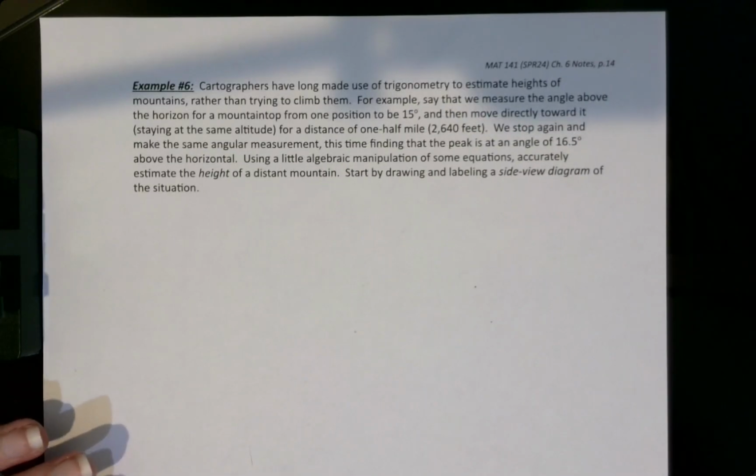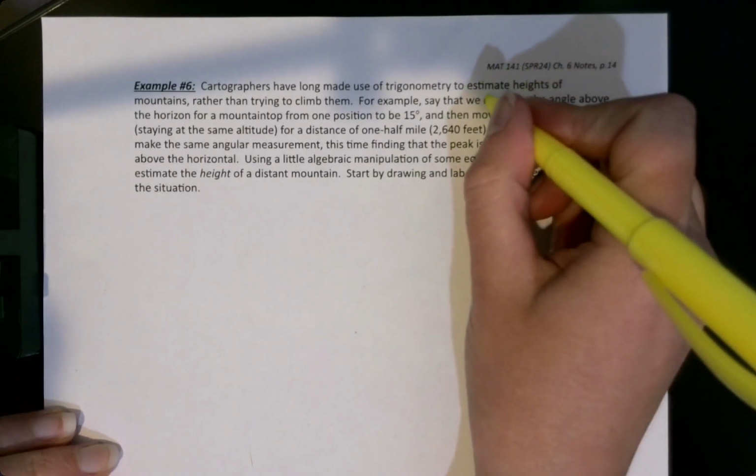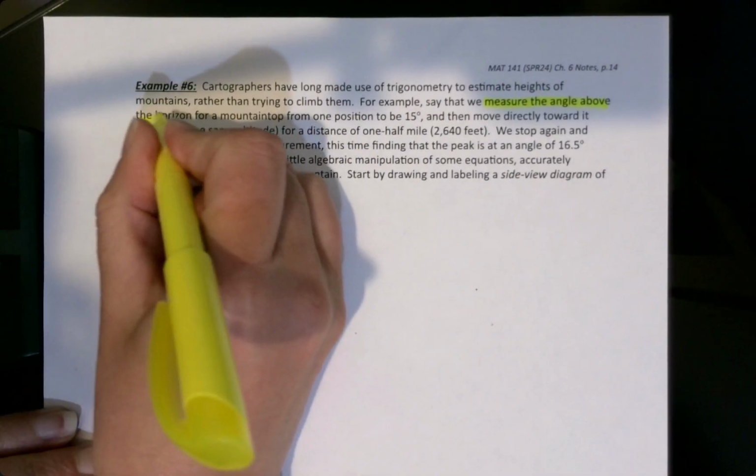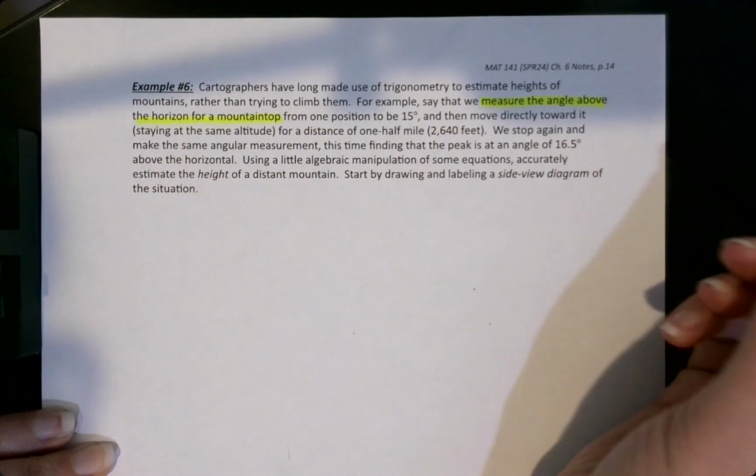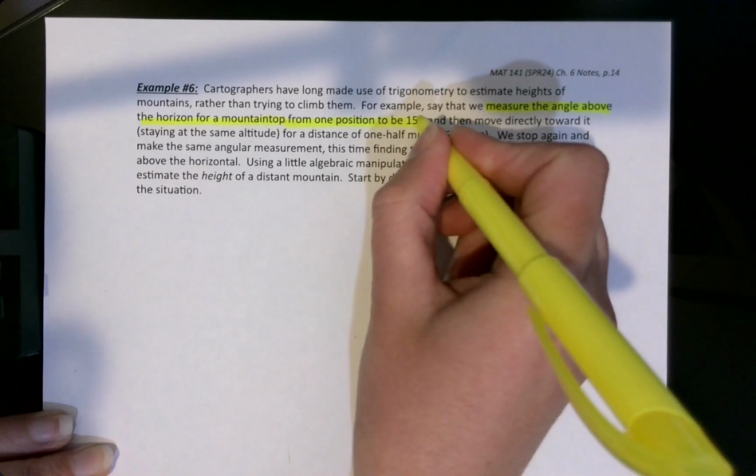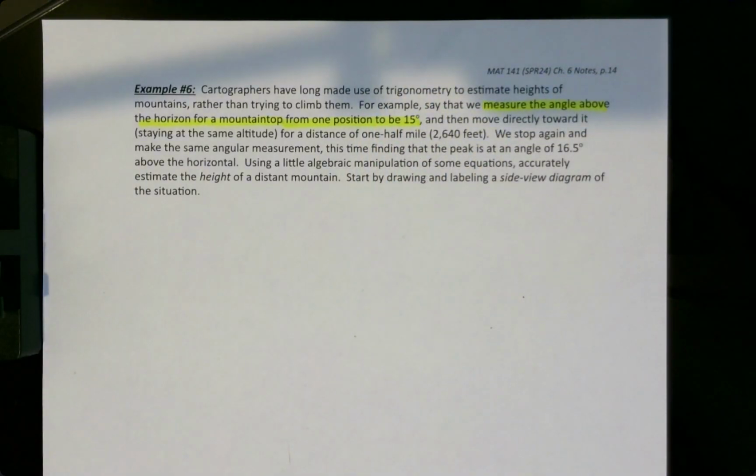Okay, so we're actually on to our last example here. This one says that cartographers have long made use of trigonometry to estimate heights of mountains rather than trying to climb them. For example, we say that we measured the angle above the horizon for a mountaintop from one position to be 15 degrees.